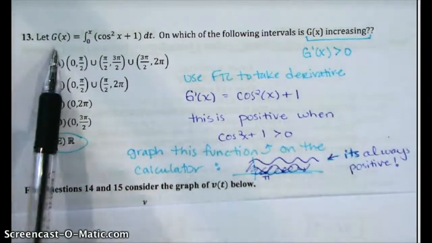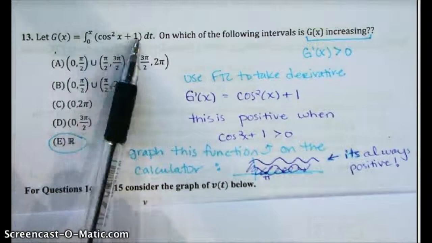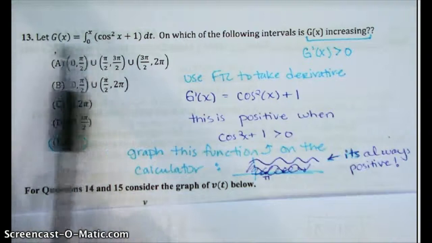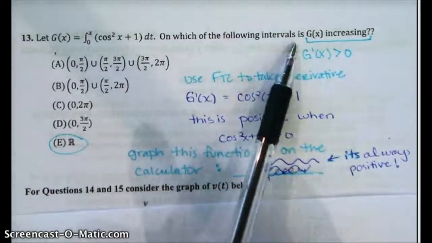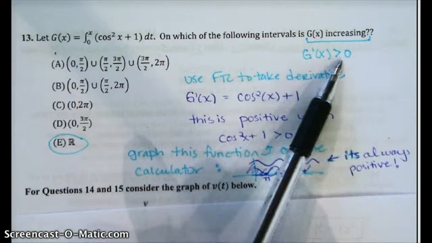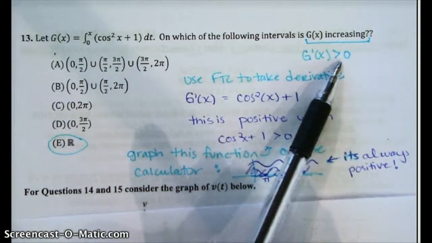So g of x is a function. It's the integral of this other function. In other words, it's the antiderivative. We talked about it today in class. Understanding that g of x is a function, we can think about what it means to be increasing. Well, a function's increasing if its first derivative is greater than 0. And so we need to know what its first derivative is.